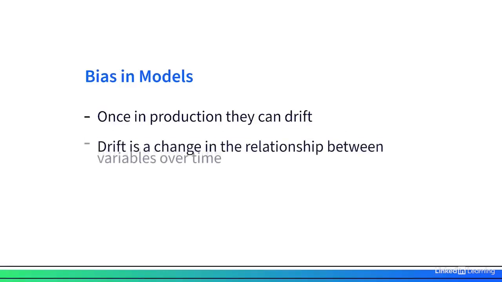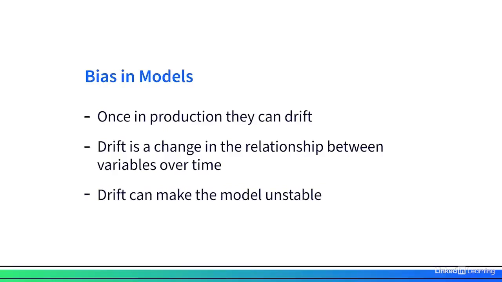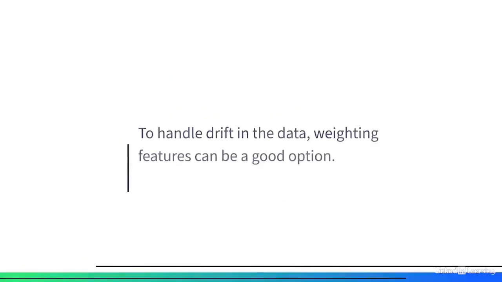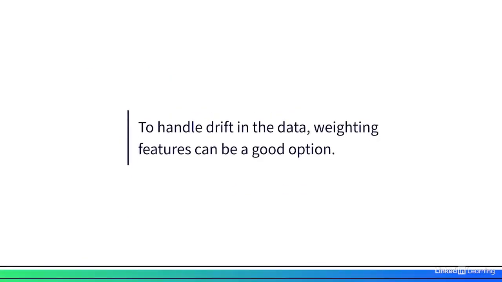Bias can also show up in your model. Once models are in production, they have a tendency to drift. Drift indicates that the relationship between the target variable and the other variables changes over time. Due to this drift, the model becomes unstable and the predictive power continues to degrade over time. To handle drift in the data, weighting features can be a good option. This is where you call out important features so the model doesn't vary on those.